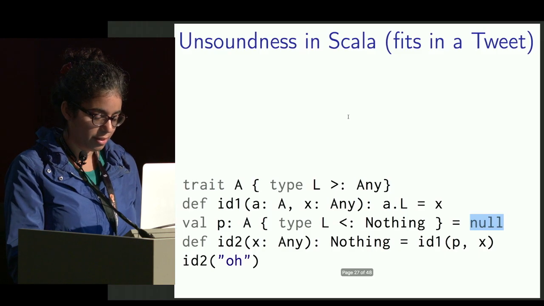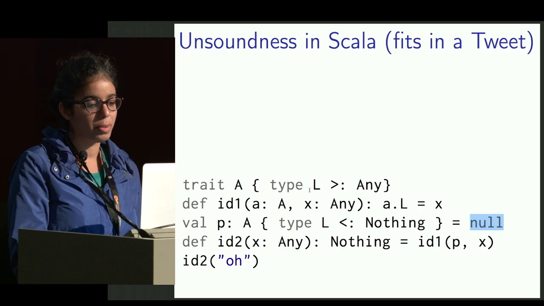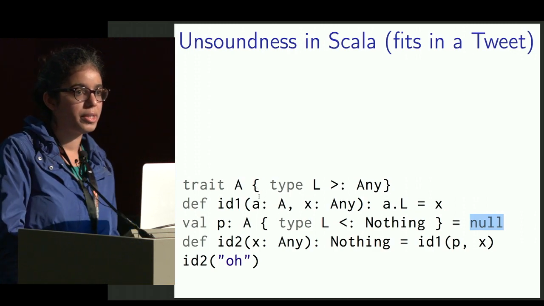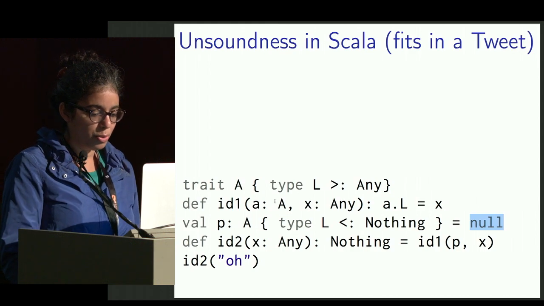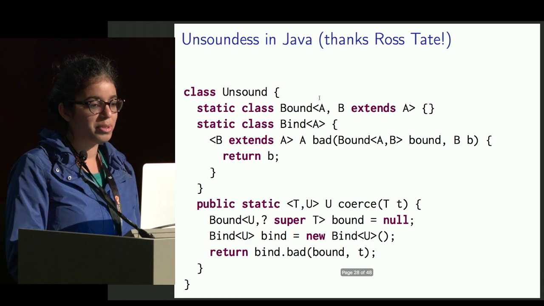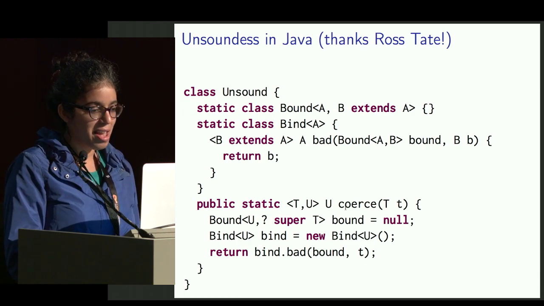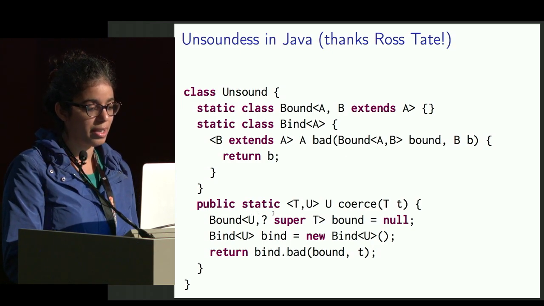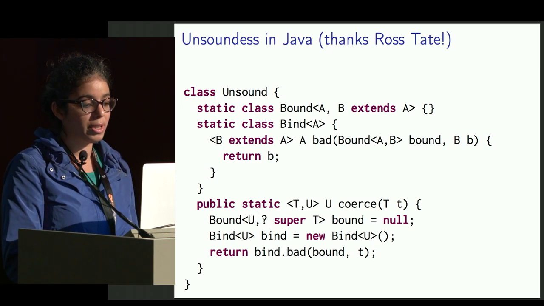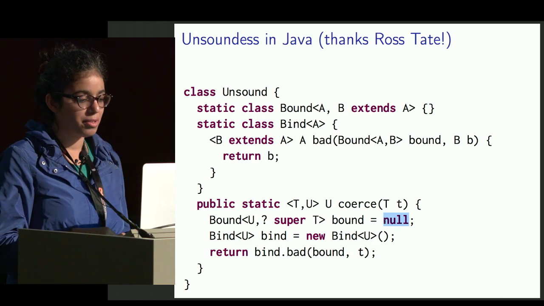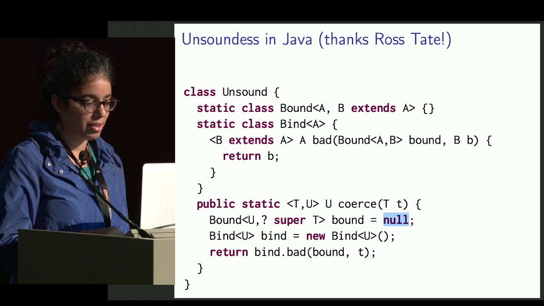Okay, so this was a little bit surprising, but not that surprising, because it was known in Scala for quite a while that there are issues like this. What was more surprising is that when discussing this with Ross Tate, he was able to create a similar problem in Java. Java doesn't even have path-dependent types, but it's the same idea: you add constraints that don't make sense, and by using null, you bypass having any evidence for these constraints. So at the end, it's a very similar issue.